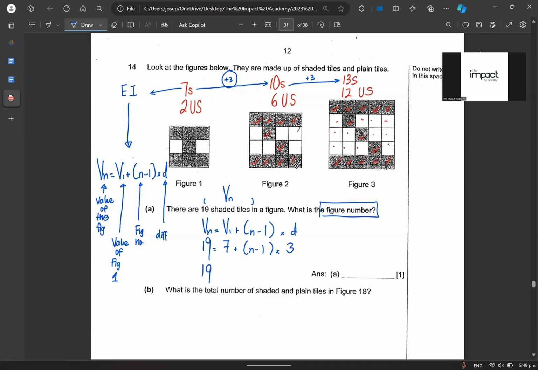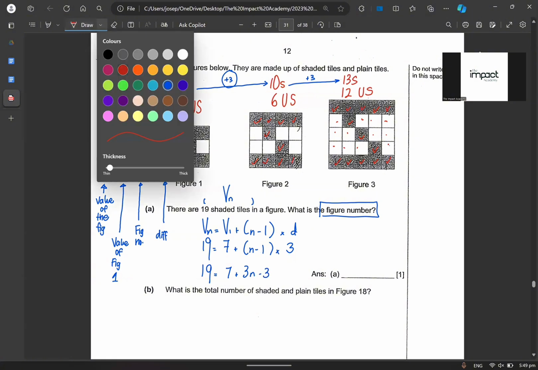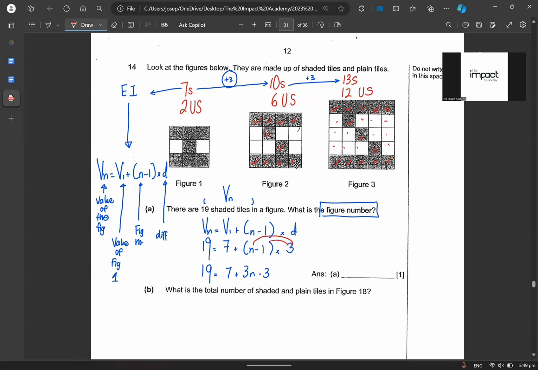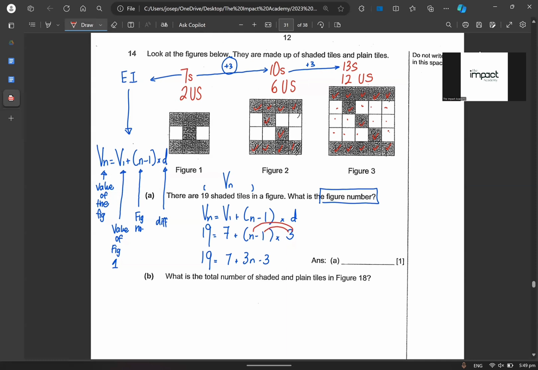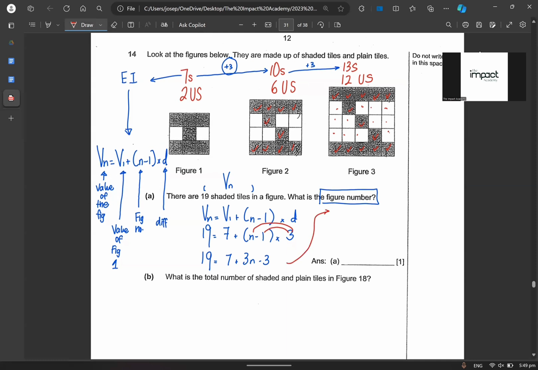Okay, so then we continue from here. Alright, 7 plus 3 times n is 3n, right? 3 times minus 1 is minus 3. Can you understand the rainbow method? Okay, this to this, this to this. Agree so far? Okay, I continue from here. 7 minus 3, that becomes 4, so 19 is equals to 4 plus 3n. Same family? 19 minus 4 is equals to 3n.